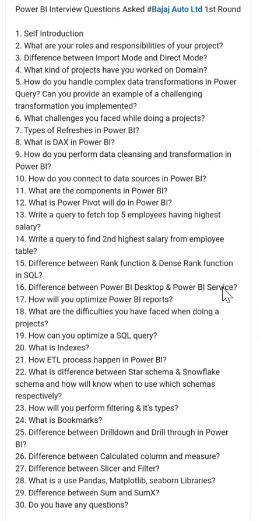16th is the difference between Power BI Desktop and Power BI Service. You can tell about that difference. This difference is also a commonly asked question. Next is the 17th: how will you optimize Power BI reports? There are a lot of different steps for optimizing Power BI reports.